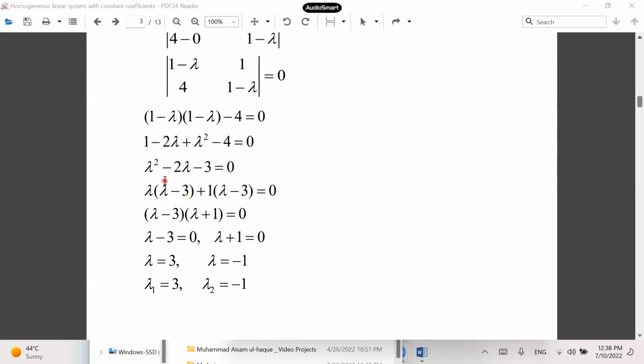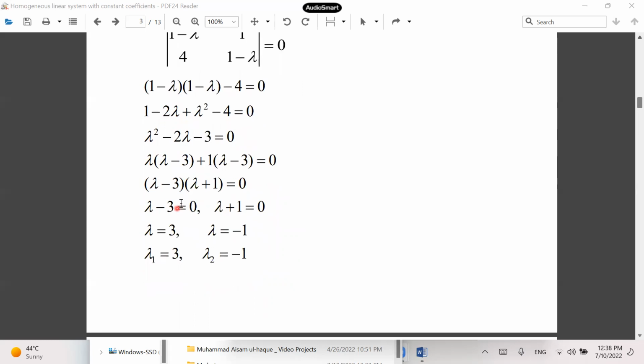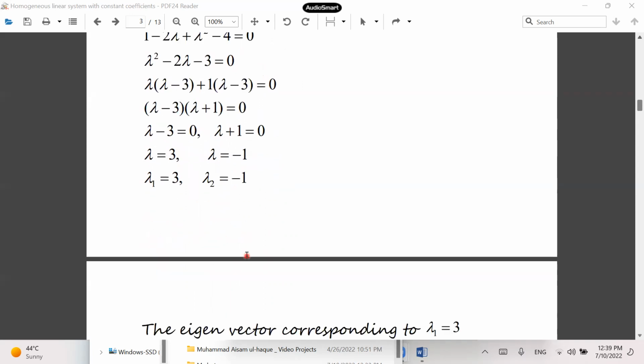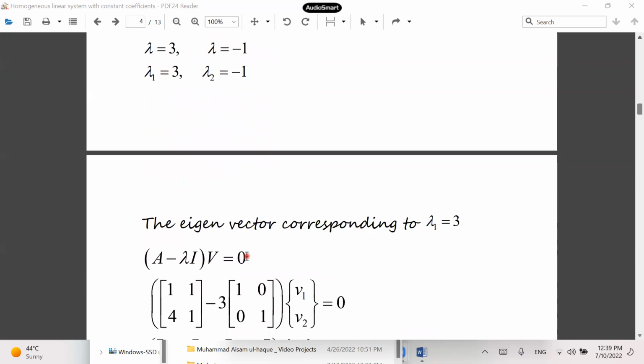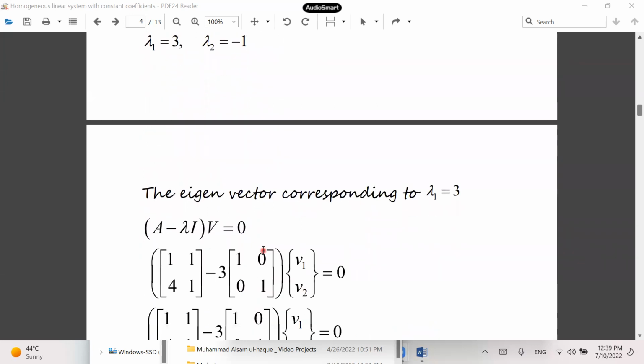So the factors are (λ − 3) = 0 and (λ + 1) = 0. The two eigenvalues we get are λ1 = 3 and λ2 = −1. So these are the two eigenvalues. Now in the second step, we have to find the eigenvectors.